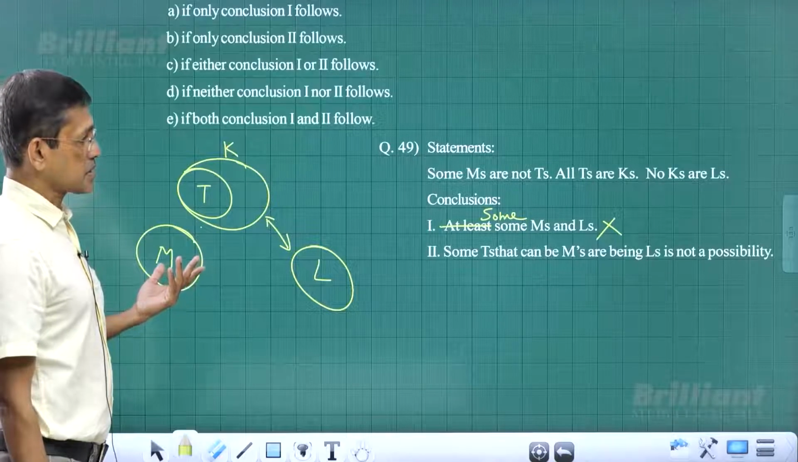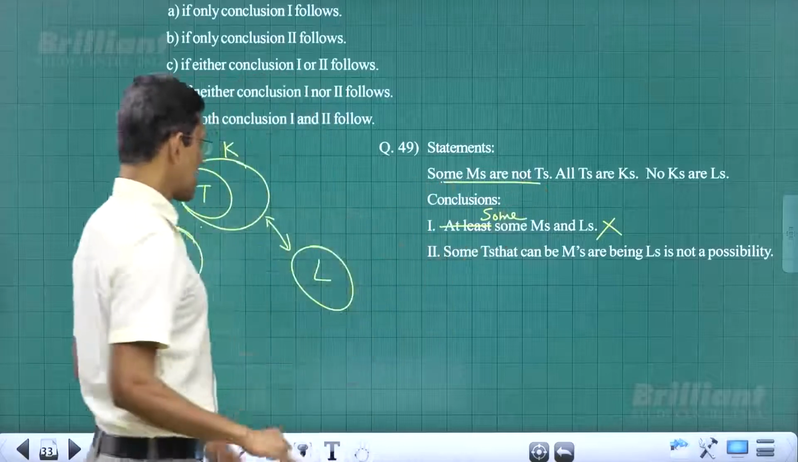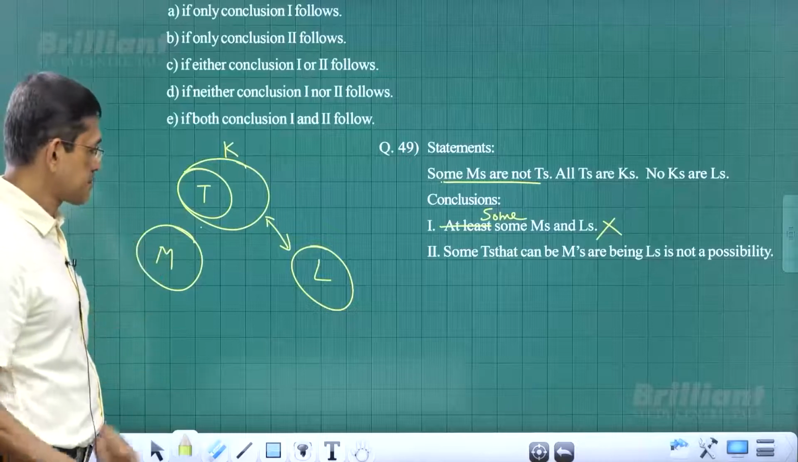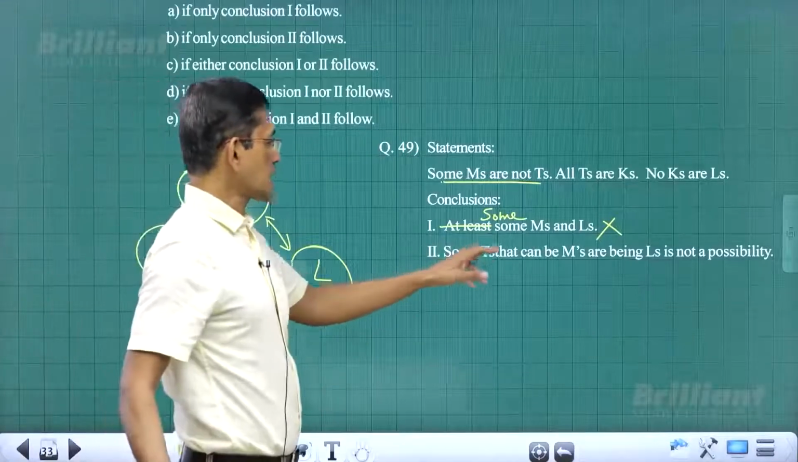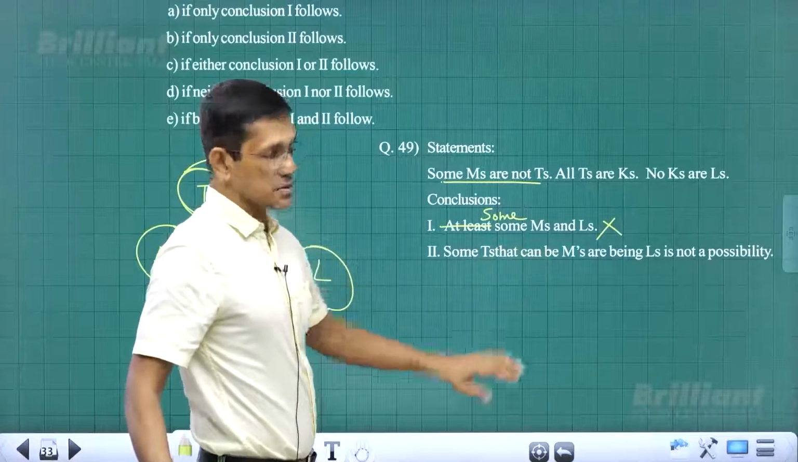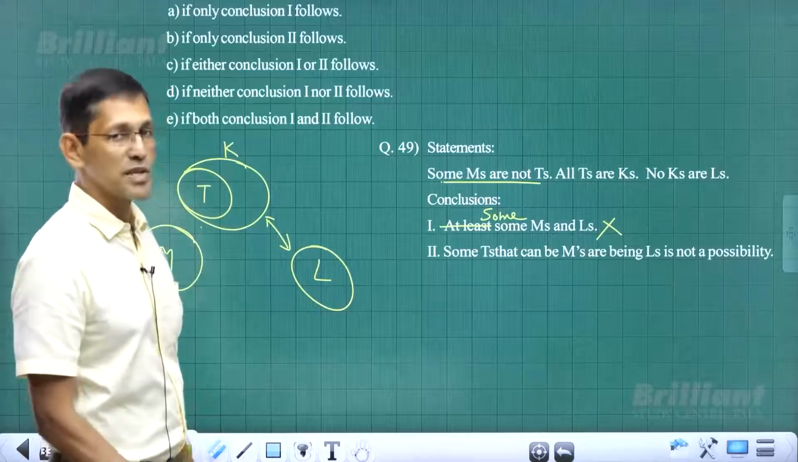Some M's are not T's. That's what it says. Some of the M's are not T's, but all T's can be M's. So some of the T's that can be M's being L's is not a possibility. That is the conclusion given to us. We need to check it.